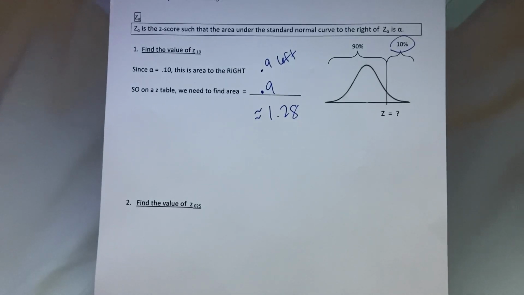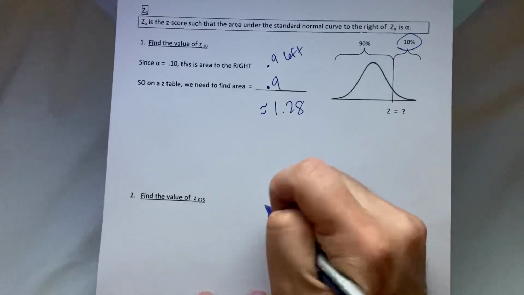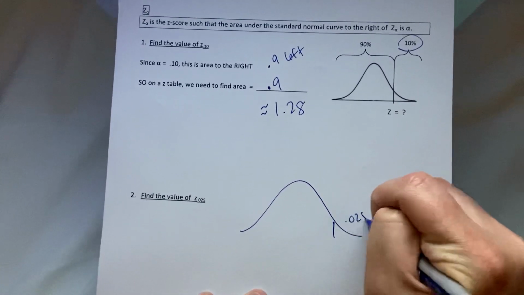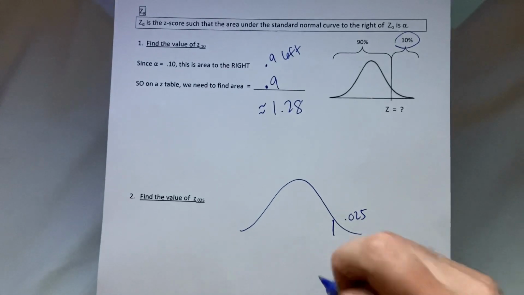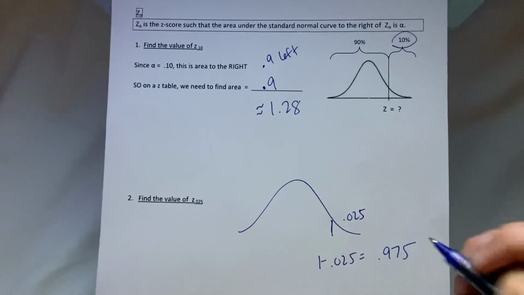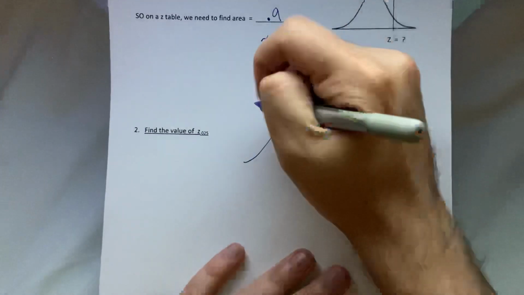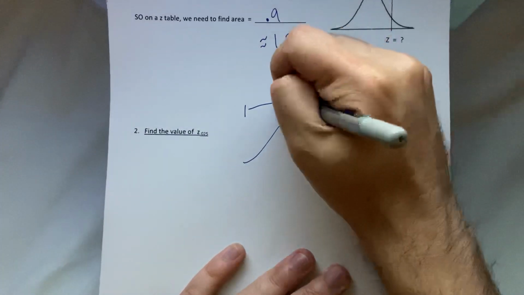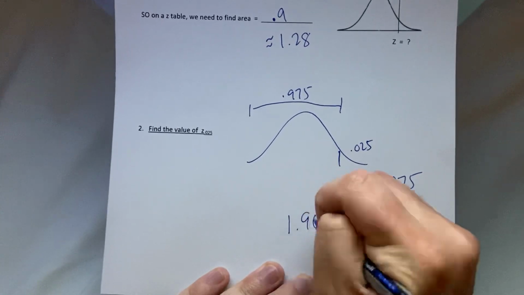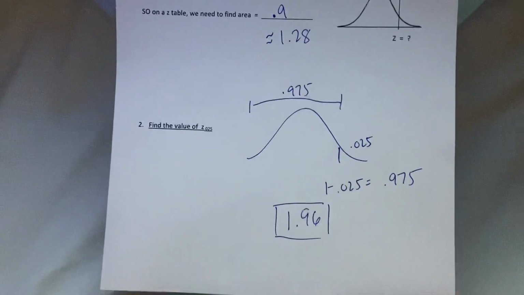So when it says find the value of z of 0.025, again, on the curve, that means 0.025 is to the right, and 1 minus 0.025 is to the left, which is 0.975. So we're really looking for what? 0.975 on our table. And the one that gives us that is 1.96. So the value of z of 0.025 is 1.96.